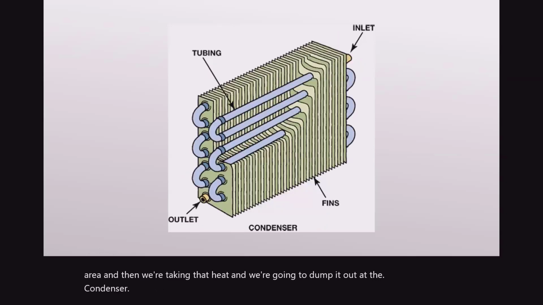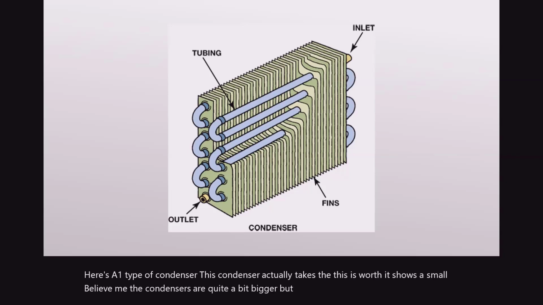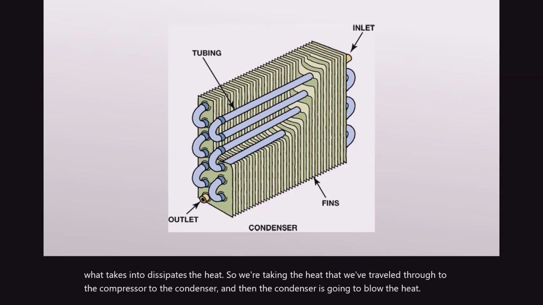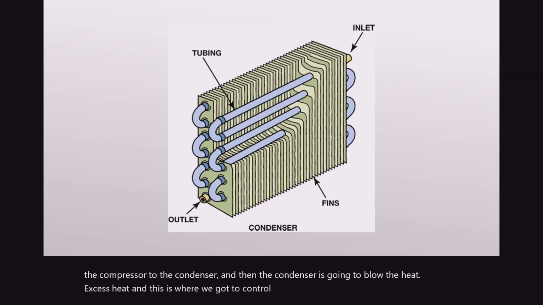Here's one type of condenser. It shows a small one. Believe me, the condensers are quite a bit bigger. But the condenser is what dissipates the heat. So we're taking the heat that we've traveled through to the compressor, to the condenser, and then the condenser is going to blow the excess heat. And this is where we've got to control the temperatures in the condenser area. So we'll get more into that when we break down the condenser a little bit farther.